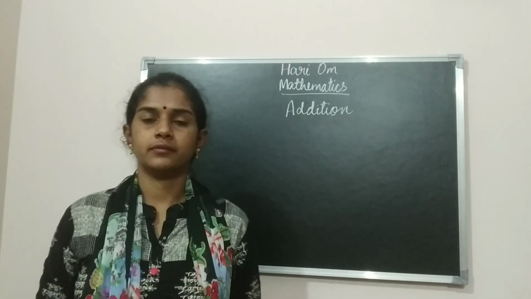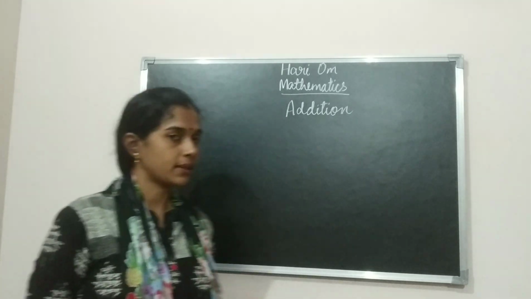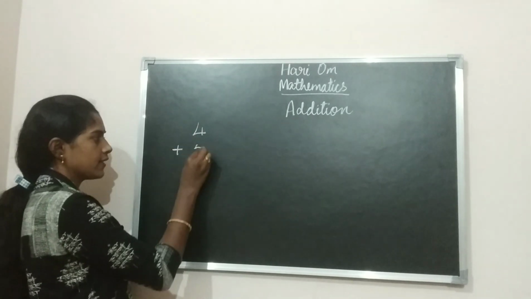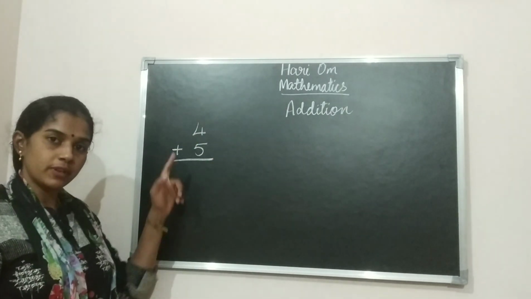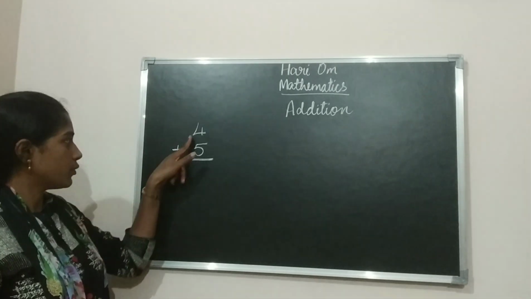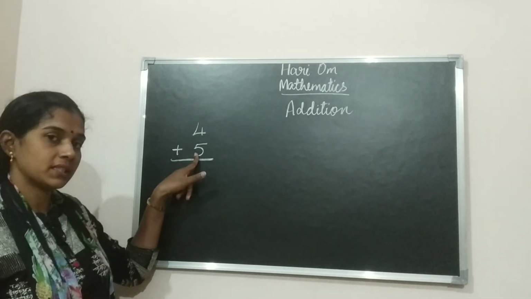What is addition? When we add two numbers and find the total of it, it is called addition. For example, let us take 4 plus 5. When we add these two numbers and total it, it is called addition. What is 4 plus 5?